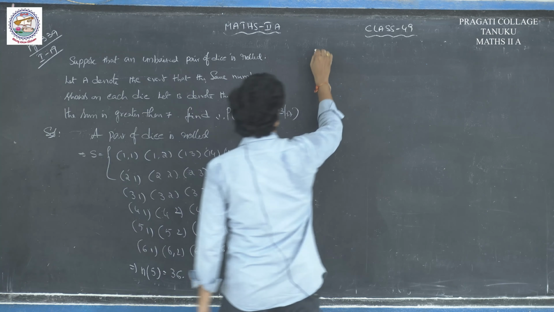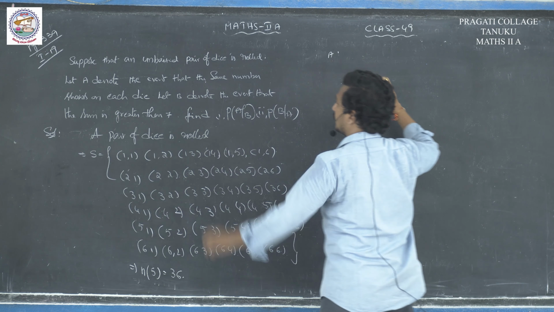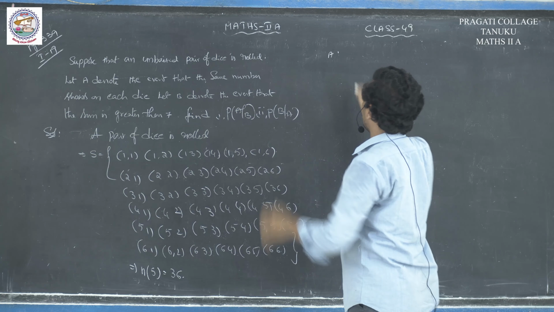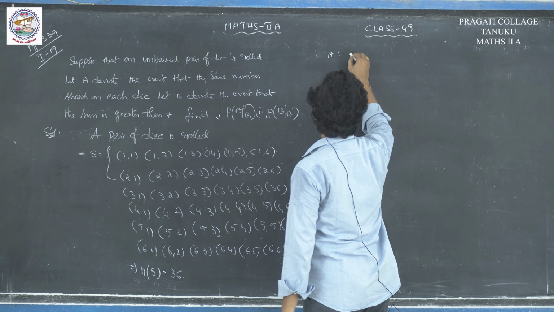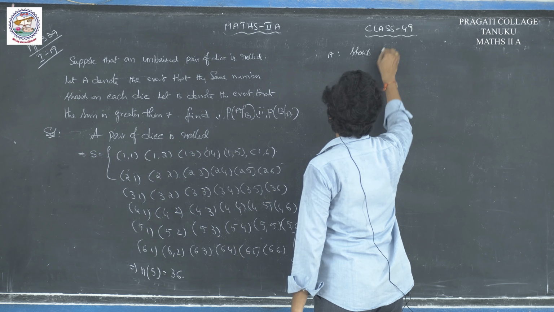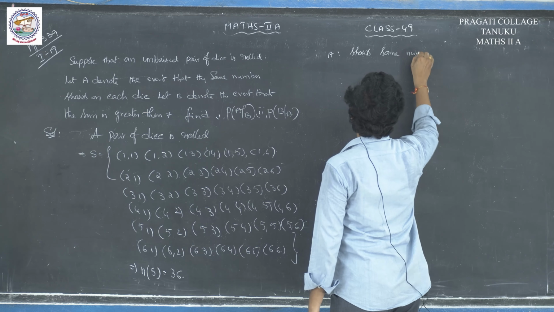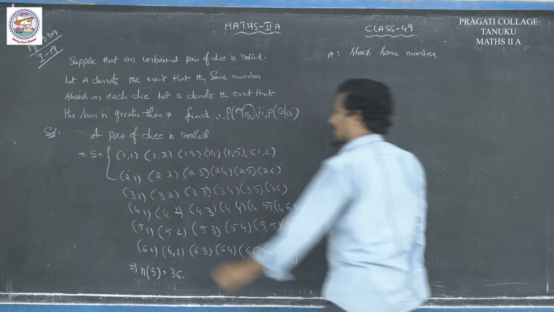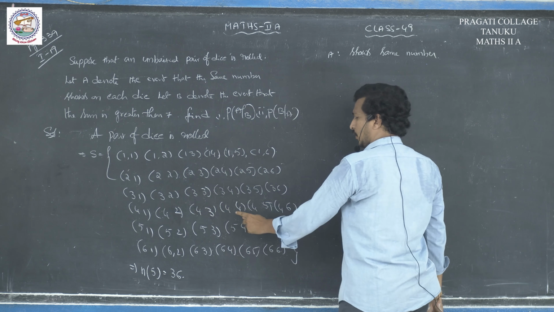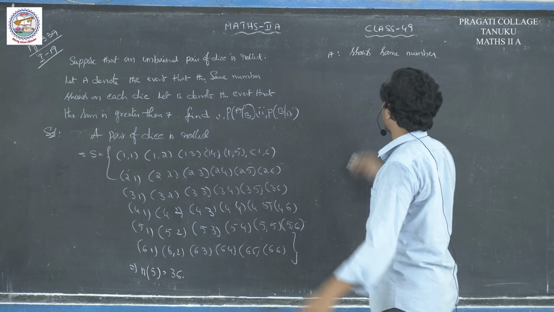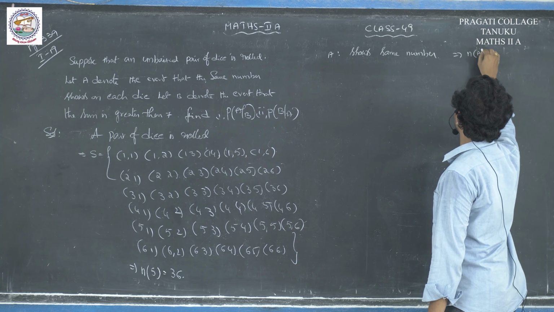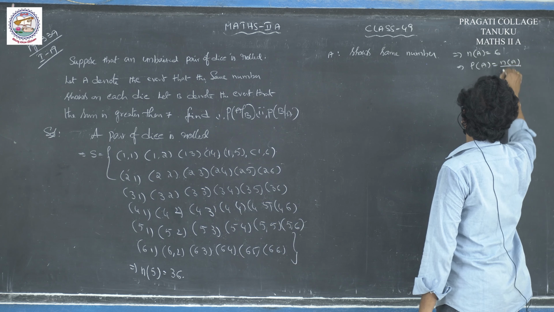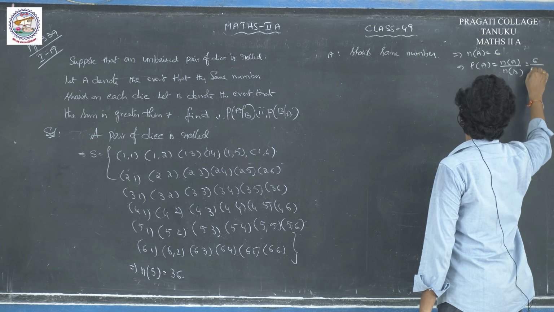What is A? A denotes the event that the same number shows on each die. That means A shows the same number. Here the possibilities are 1 1, 2 2, 3 3, 4 4, 5 5, 6 6. How many possibilities are there? 6 possibilities are there. So n of A is equal to 6, and then P of A is equal to, what is the formula? n of A by n of S. That means 6 by 36.